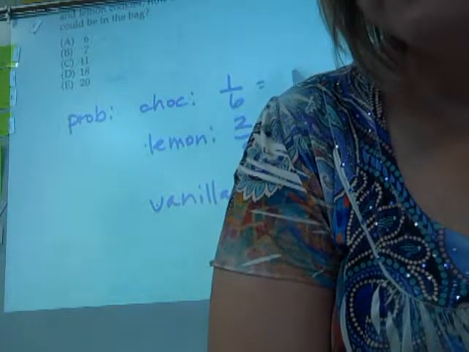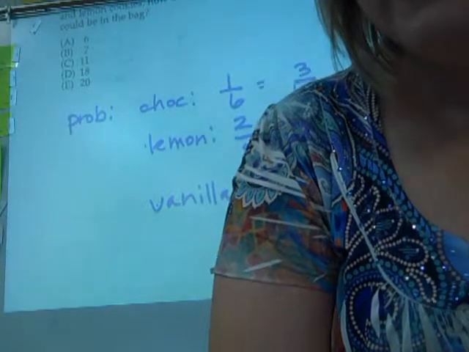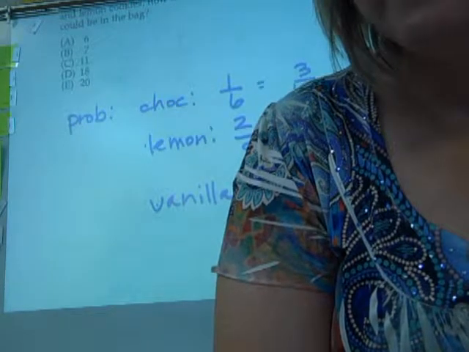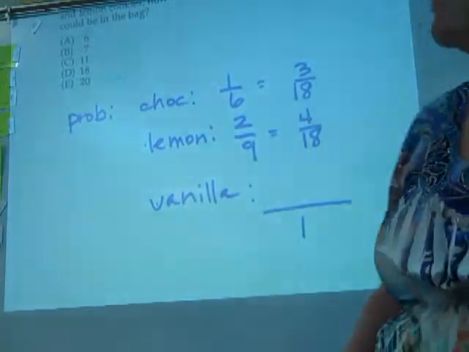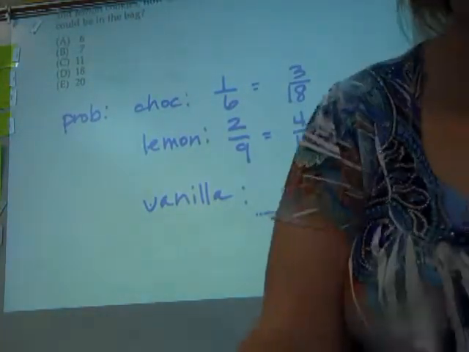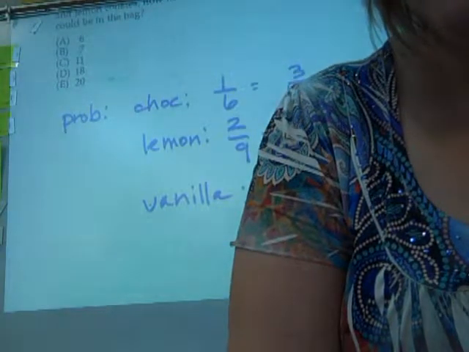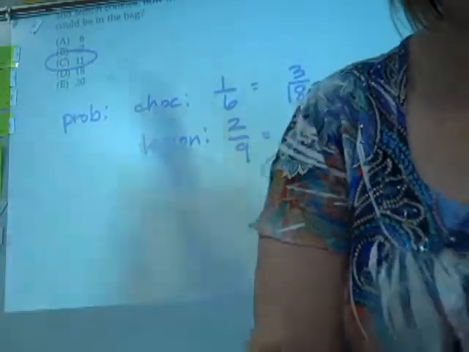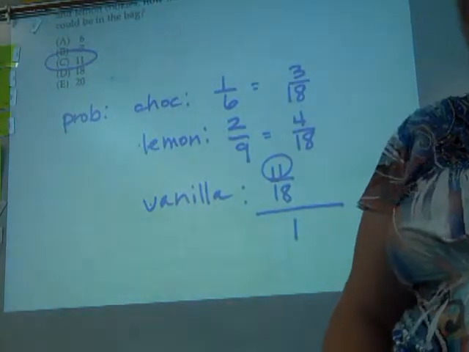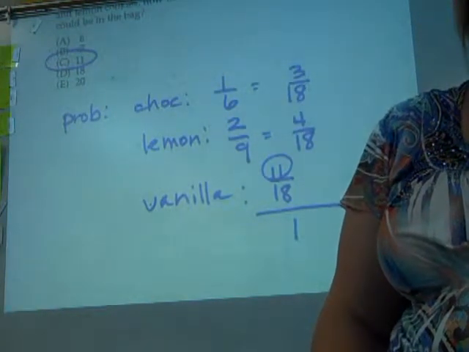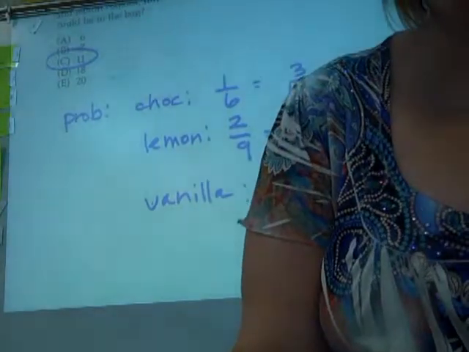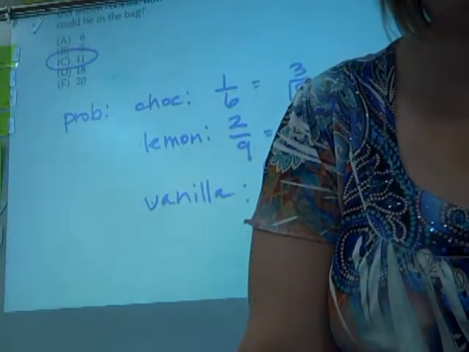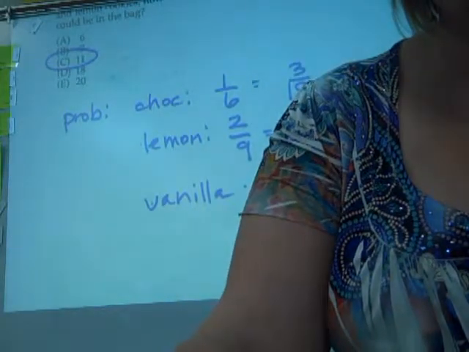So if I make this 3 out of 18 and this 4 out of 18, if I get a common denominator for these, then so far I have 7 out of 18. So how many are left for vanilla? 11 out of 18. So there could be 11 vanilla cookies. Right. But the key here is to remember that the probabilities of all these individual events have to add up to 1. So if I have 3/18, 4/18, that's 7/18, that leaves 11/18.